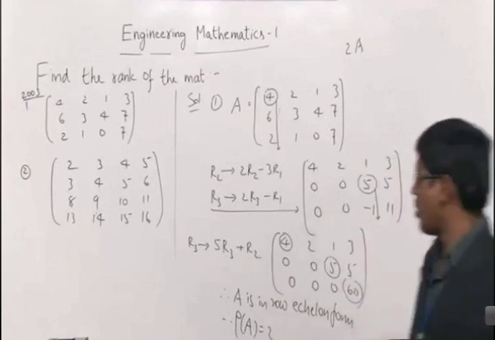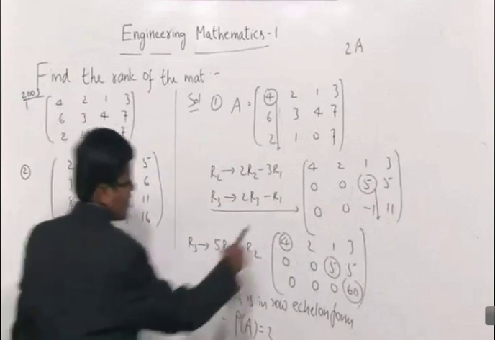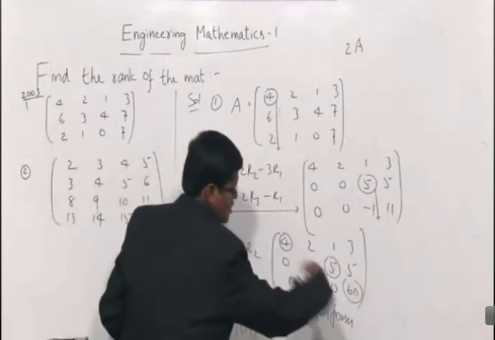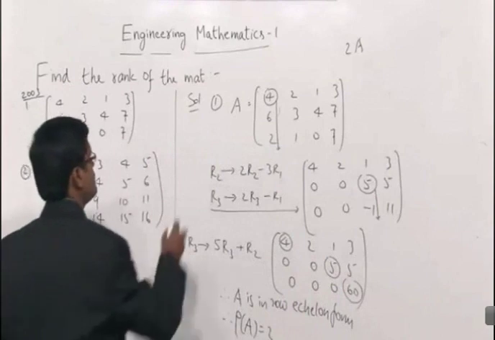Yesterday I told you these things, operations. So finally we got 3 non-zero rows. This is below the argument zeros, row echelon form.